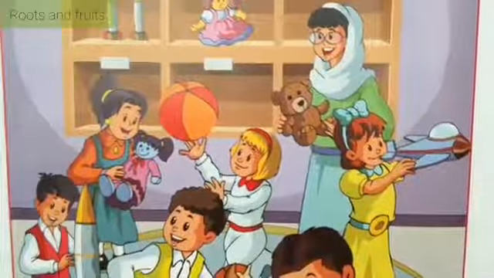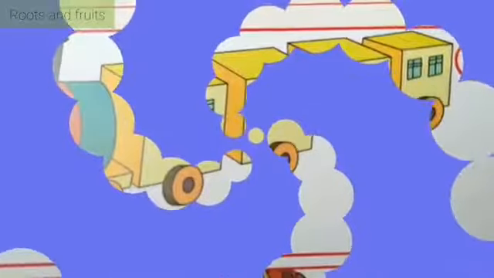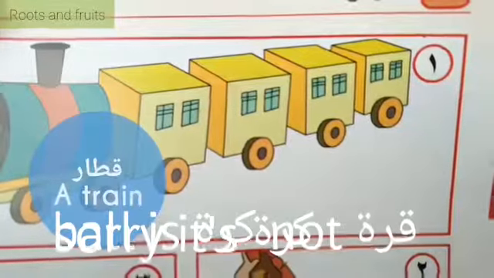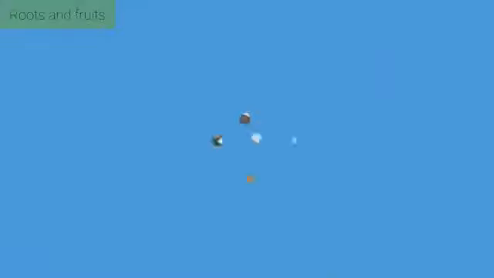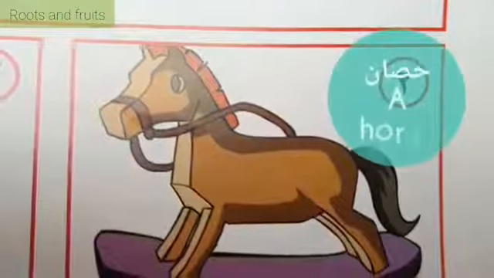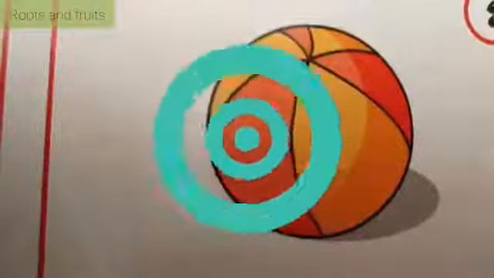The first picture is a train. قطار is train. قطار, train. The next picture is حصان. حصان means a horse. حصان.